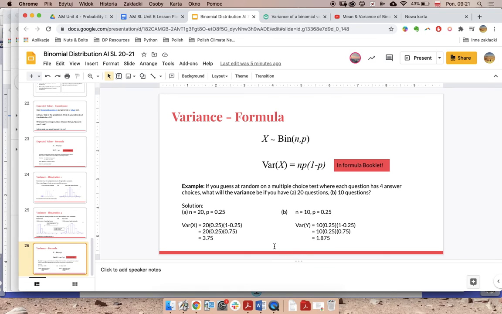That's all for expected value and variance. You should be able to calculate both of them once you know n and p, and remember that your formulas are in the formula booklet.